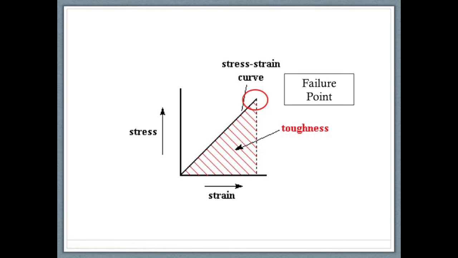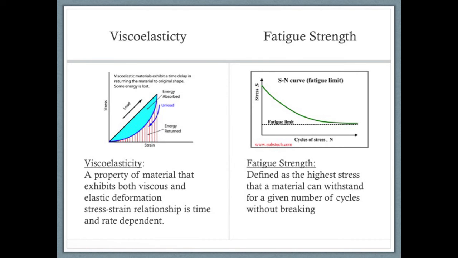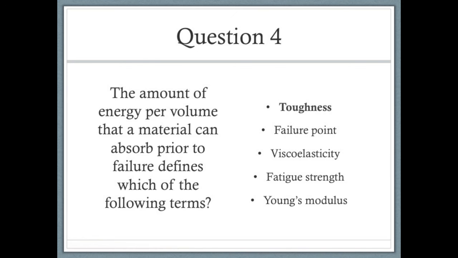This is also the definition of the failure point, one of our answer choices for this question, that we can now identify as incorrect. The last two terms are illustrated here, and they are wrong by definition as they deal with different properties of materials. Viscoelasticity refers to the property of a material that exhibits viscous and elastic deformation and a loss in energy when returning to the material's original shape. Fatigue strength deals with cyclic properties and is defined as the highest stress that a material can withstand for a given number of cycles without breaking. Therefore, we can conclude that this question does in fact define the toughness of a material, and we can eliminate the other answer choices by understanding their definitions.